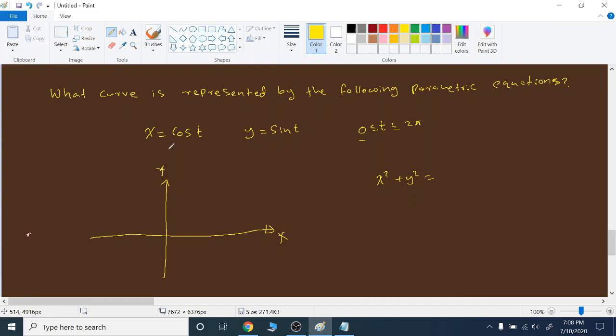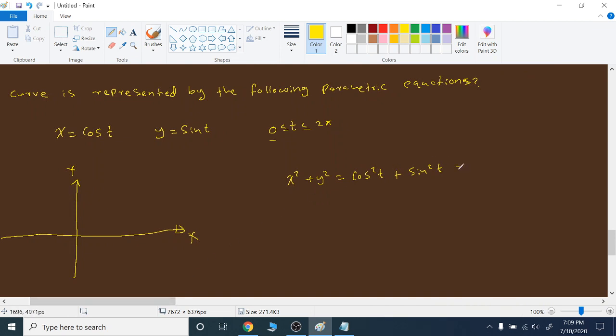If we square x, you will get cos squared t, and if you square y, you will get sin squared t, and when you add these two things, it will be equal to cos squared t plus sin squared t, and that is equal to 1, and this is a standard trigonometric relationship, right? So ultimately what we have is this relationship.